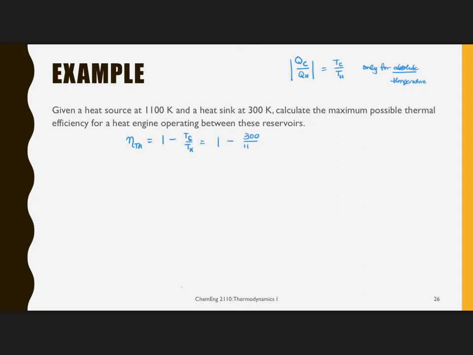So 1 minus 300 over 1100 is going to be 8/11ths, that's 0.727, or 72.7% efficient. Now, this is the maximum that could be possible. This does not mean that's the efficiency that you're going to get, but it also means that when you hear a politician say, as in one of those statements in the past couple of years, that the efficiency of car engines is terrible and we need to see what we can do to improve those.